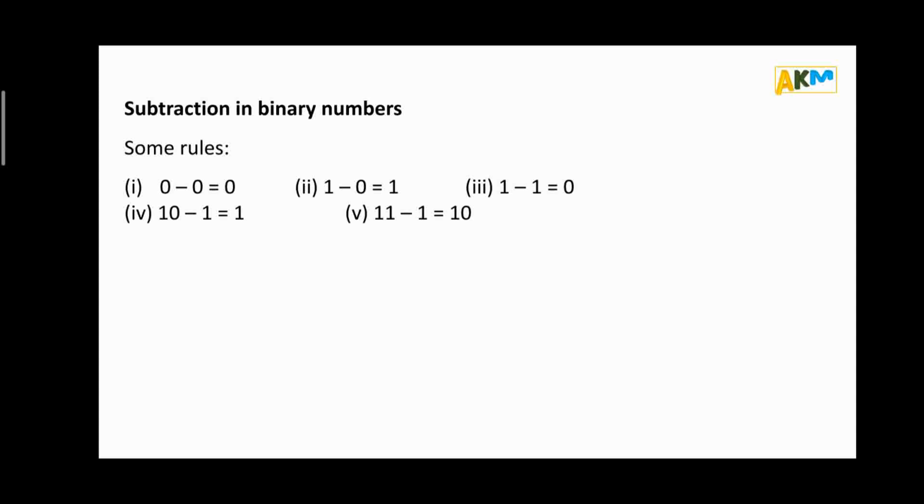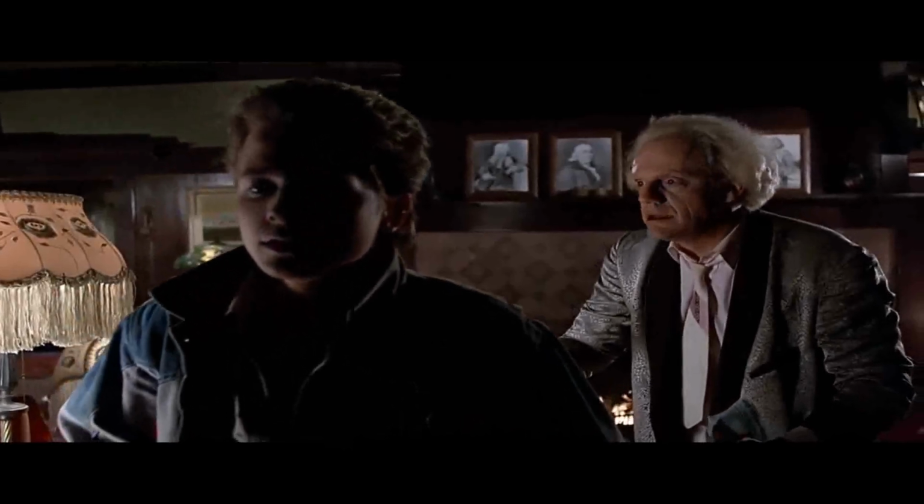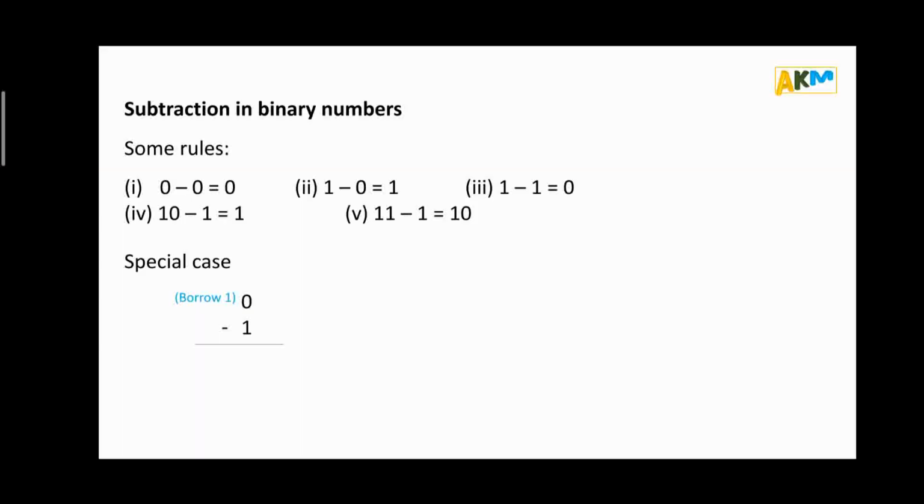Now there is one special case for subtraction, that is 0 minus 1. So how to do it? In problems, we have some digits on the left side, so we have to borrow 1 from that left side, and this 0 will become 10. So 10 minus 1 will be 1. To get a better understanding of these rules, let's take an example.